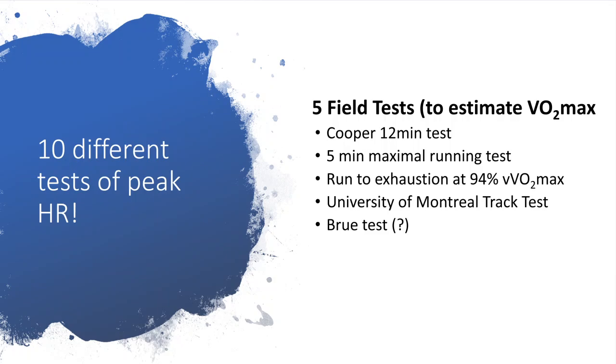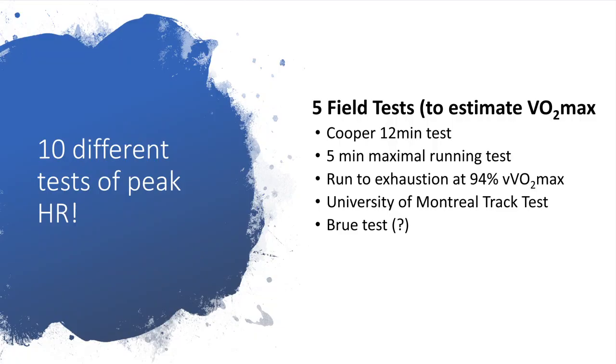Now, then they did 5 additional tests in the field. So now we're up to 10. They did 5 field tests that are more or less known. Some of them were kind of uniquely French, but the Cooper test is well known in the United States. They also did a 5-minute maximum running test, which is just run as hard as you can for 5 minutes. They did a run to exhaustion at 94% of their measured velocity at VO2 max. They did what's called the University of Montreal track test, which I'll show you in a moment. And they did something called the Brua test, which is another published test, but I couldn't find it, or it was in French, so I'm not exactly sure what that was.